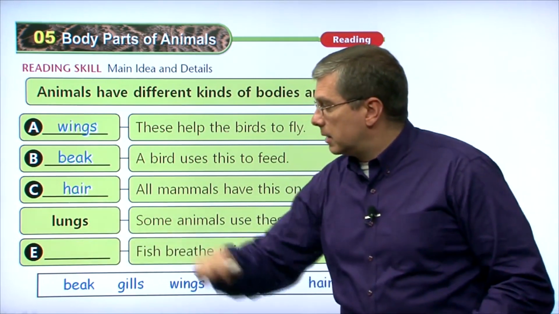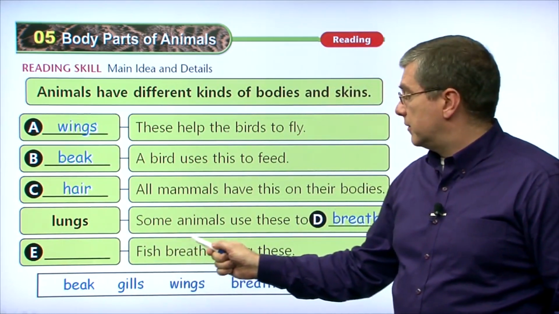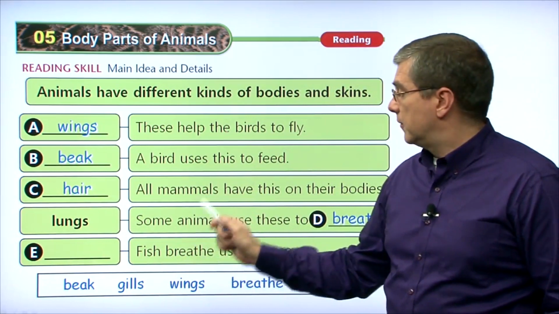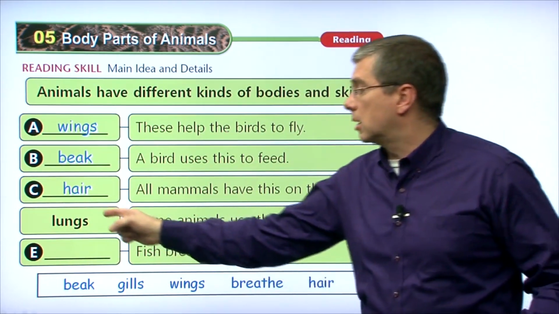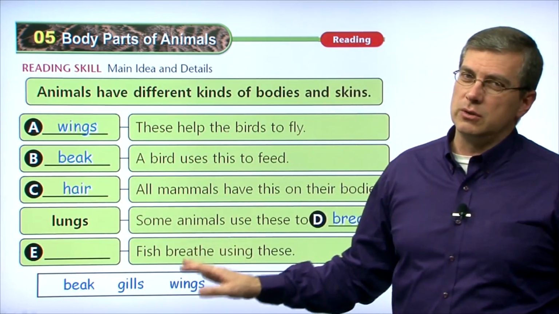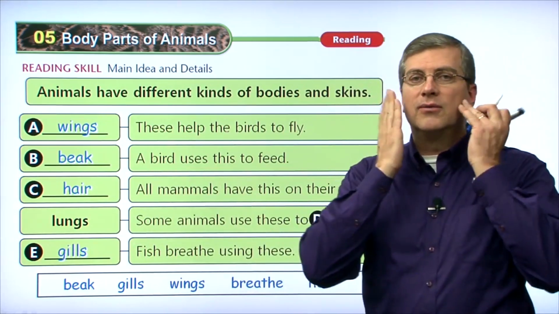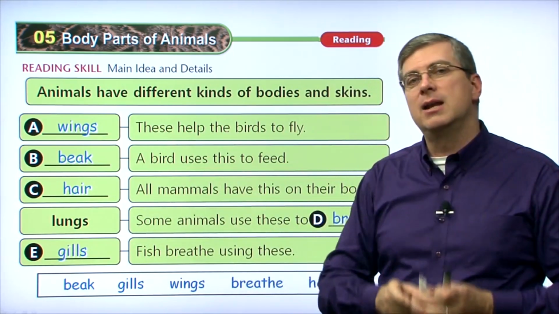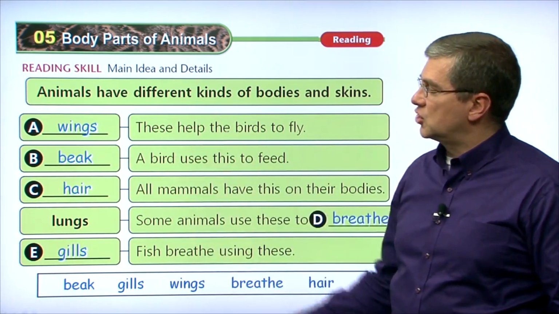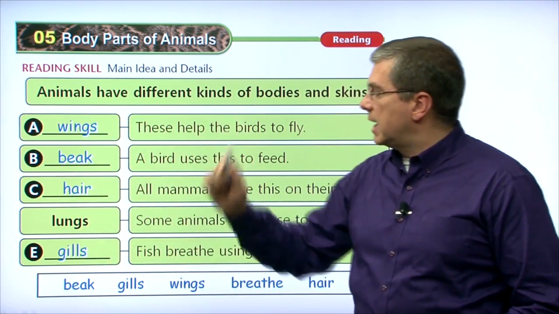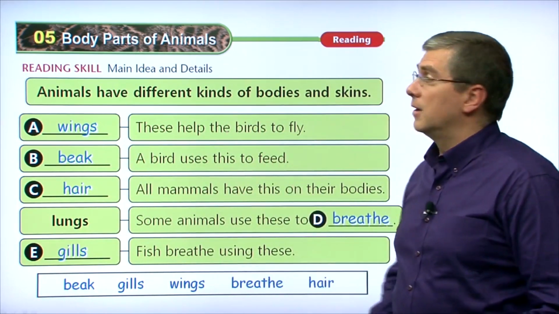Okay, finally, E, the last one. What is the body part? We don't know, so we have to look at the use. It's a part of a fish. Fish breathe using these. We just talked about how we're using our lungs to breathe, but fish don't use lungs to breathe. What do they use? They use gills. We talked about that, right? Fish have gills on the side of their head or the side of their bodies to breathe. So that fills in our chart. We can see the different body parts and what those body parts are used for. It's a good review of the reading.